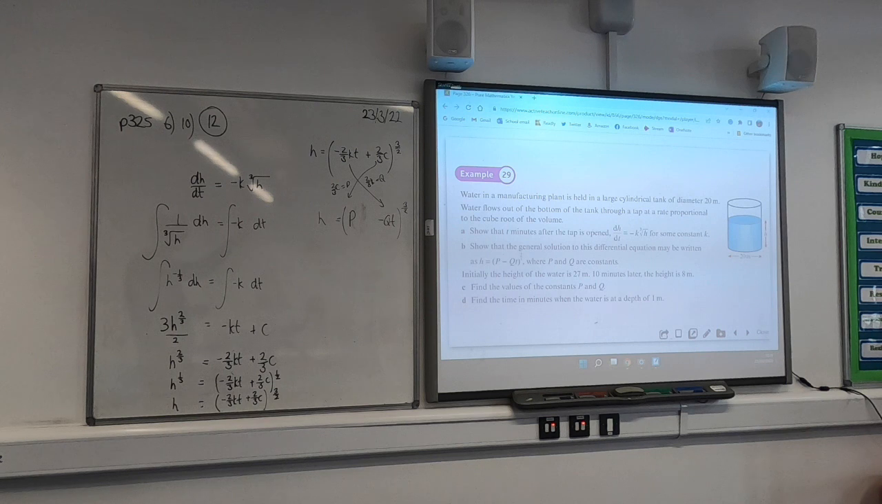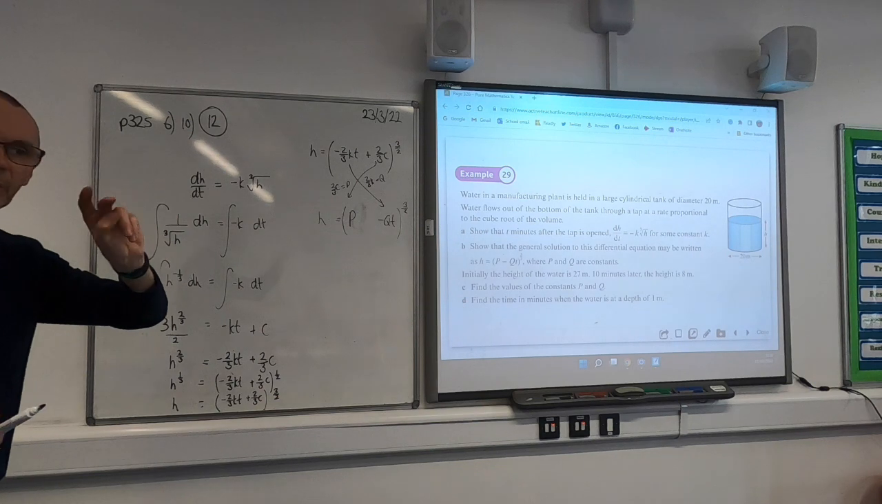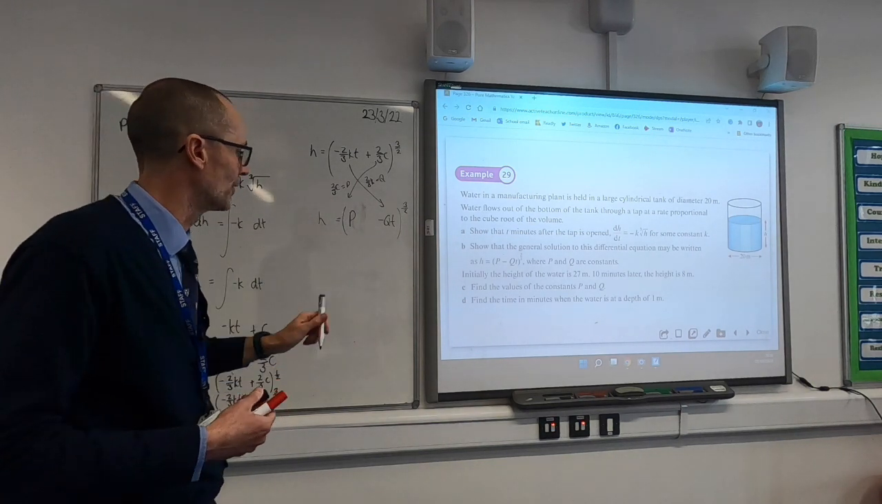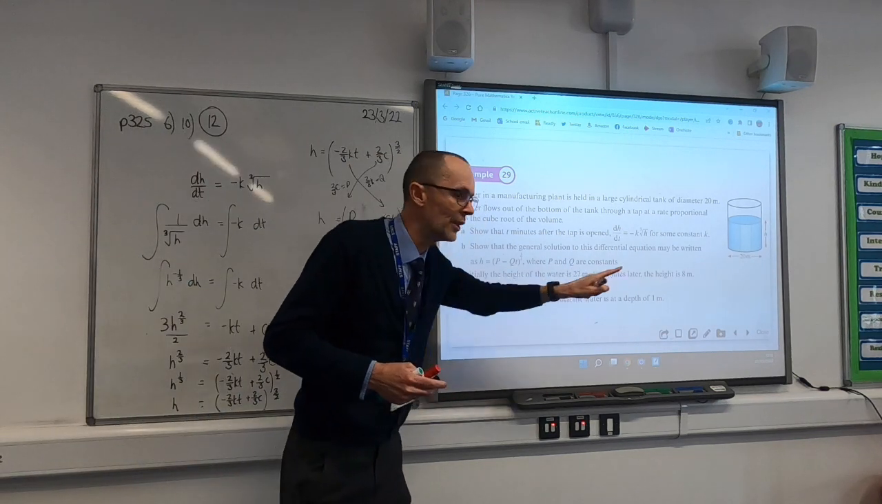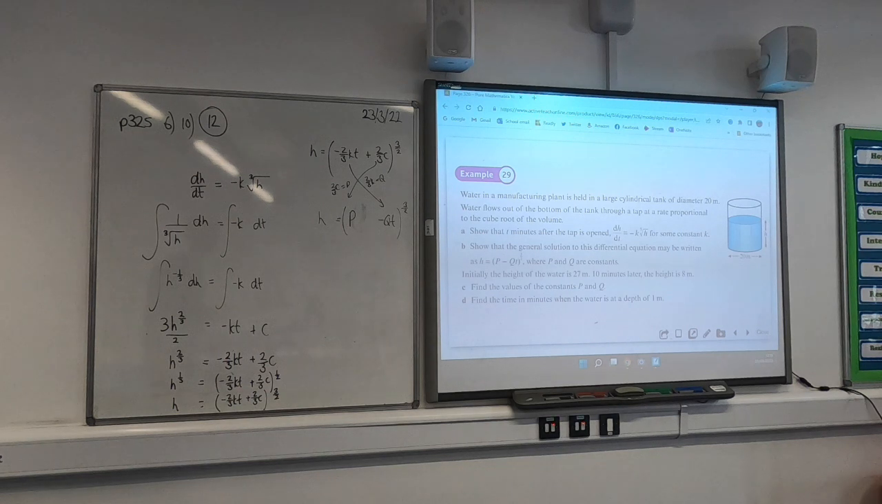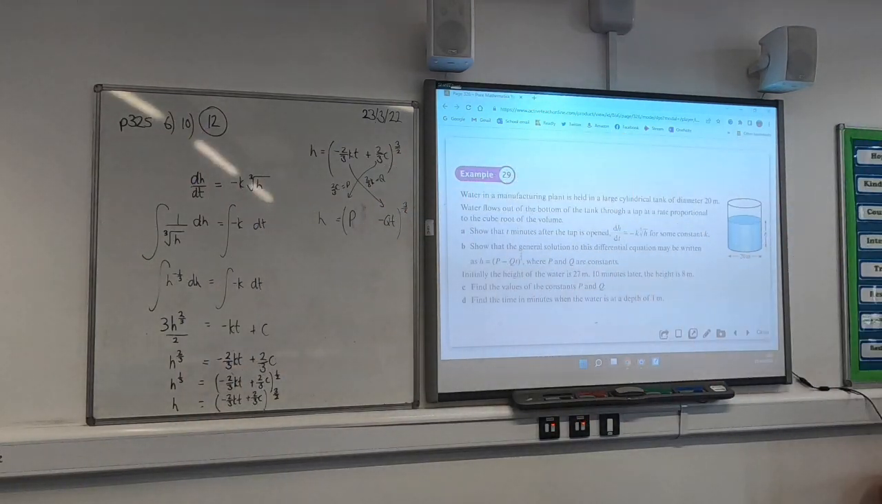Two constants, so I'm hoping I've got two boundary conditions, because I'll need to solve simultaneous equations to work out the value of P and the value of Q. I'm hoping that you can see here that we do have two pairs of t equals, h equals, remembering that the word initially is like a magic word. So go on, see if you can substitute the two pairs of boundary conditions in and solve the simultaneous equations. Your calculator will solve simultaneous equations for you, of course, or you can do it manually.